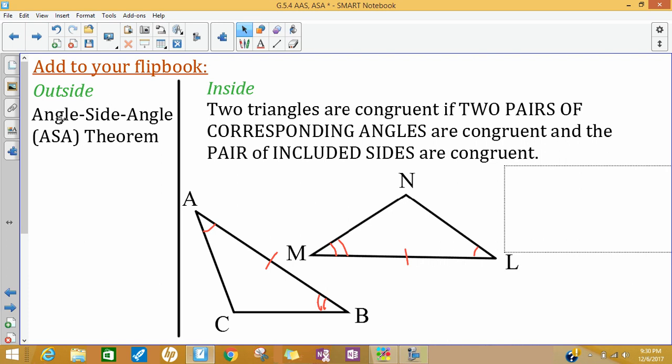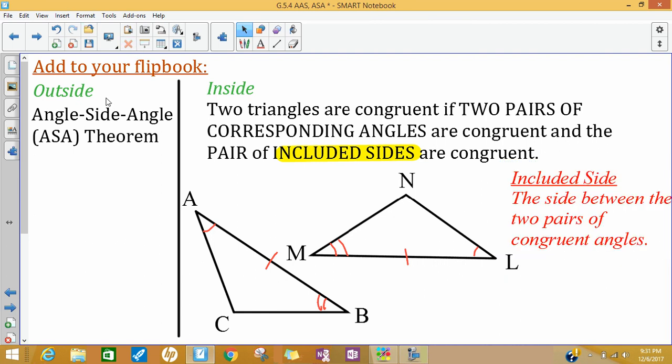The next theorem is angle-side-angle, which is kind of a special version of angle-angle-side. We still have two pairs of corresponding angles congruent. So again, I have A and L, and I have B and M, two pairs of corresponding angles. But this time, a special pair of sides are congruent, and those are the included sides. Last time when we talked about side-angle-side, we had included angles, and in this case we have included sides. The sides have to be between the angles we're using. So the included side is the side between the two pairs of congruent angles.